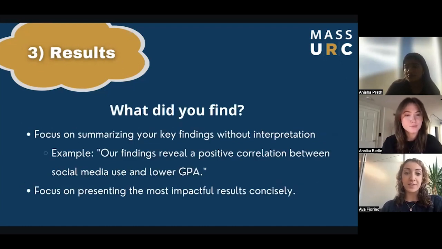Next up are your results. This is arguably the most important part of your research, as those who read your abstract are likely to be curious about your findings. So you'll want to focus on summarizing your key findings without interpretation. For example, our findings reveal a positive correlation between social media use and low GPA. You don't have to include all of your results in this short abstract, as this will distract from your most relevant findings. So you're going to want to focus on presenting the most impactful results concisely.